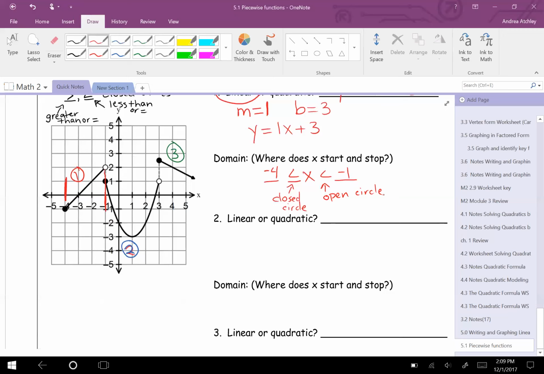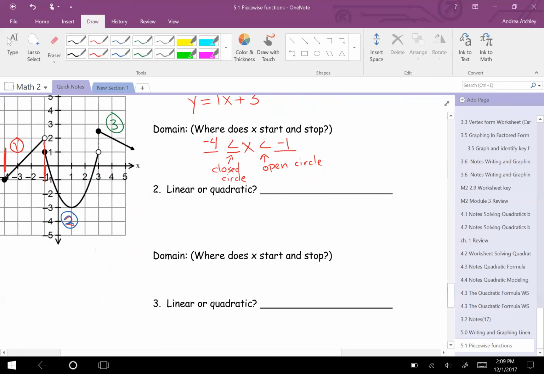Okay, and that's the domain for that. Fairly simple. I know you guys are all saying, no, that's not. You'll get it the more we do it. This is brand new, so I get that. Okay, next one, number 2.